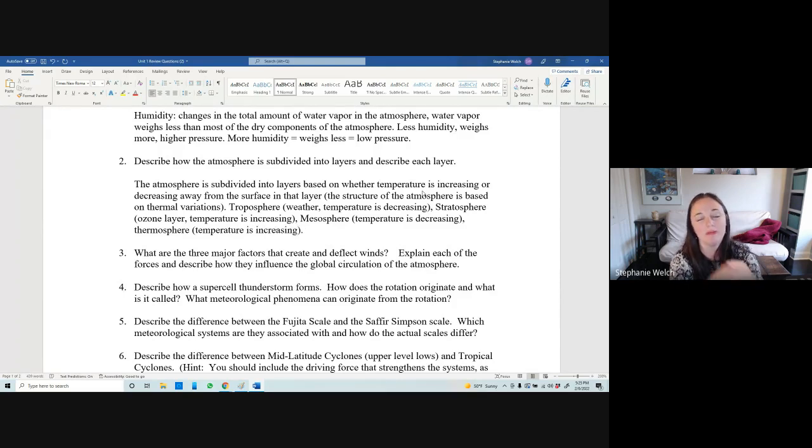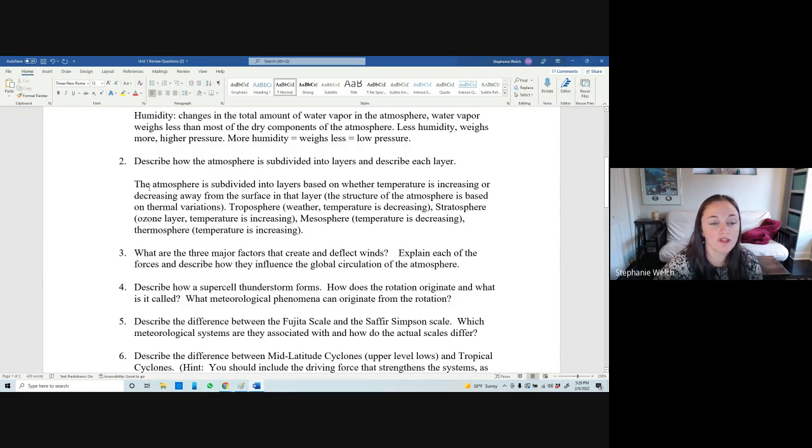Now, the increase and decrease in temperature is related to the total concentration of gas in each of these layers, so it's relative. The fact that the thermosphere is where temperature is increasing doesn't mean it's necessarily going to be the same sort of temperatures that we get on the Earth's surface. Just that from the bottom of that zone to the top of that zone, temperature continues to increase.